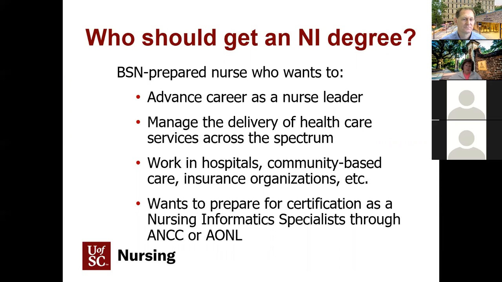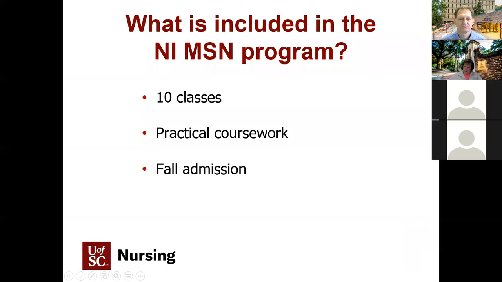So next slide. So what's included? There are 10 courses. 8 of the courses are in the College of Nursing. 2 of the courses are in collaboration with the College of Engineering and Computing Science. At the end of your classwork, there is a practicum, and that's where we hope that you can work with clinical partners. Sometimes you're able to do this where you work. Other times you need to do it with someone else who's willing to have you come there and volunteer. You get some hands-on experience with informatics. And of course, we are looking for a fall admission. Next slide.